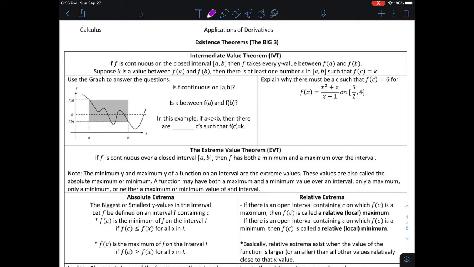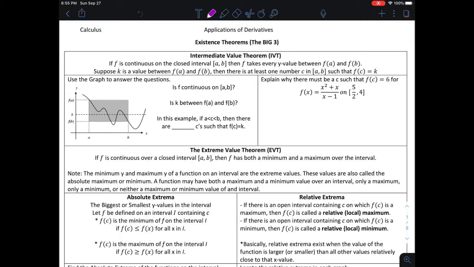In this video, we're going to talk about the three big existence theorems that we have for calculus. And the three big theorems are the intermediate value theorem, the extreme value theorem, and the mean value theorem. The thing about existence theorems is they just guarantee the existence of something happening. They don't actually tell you how to find it, but they let you know whether or not something will occur over a given interval.